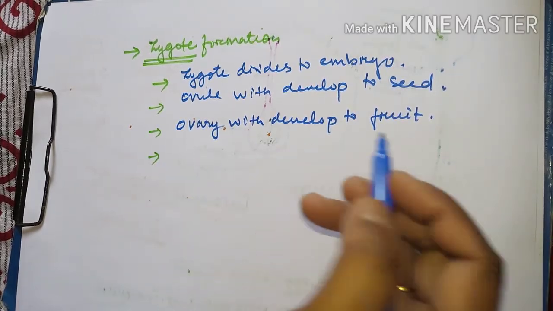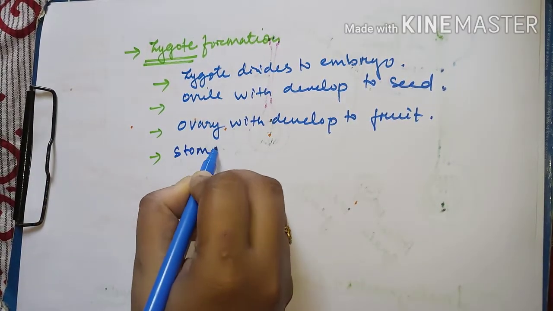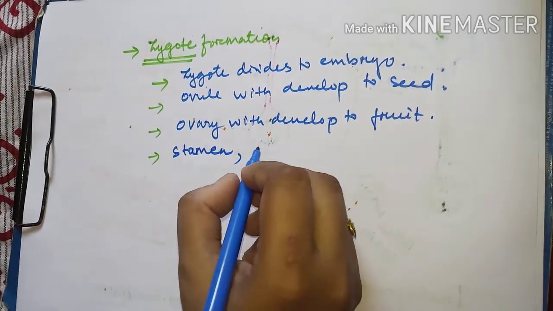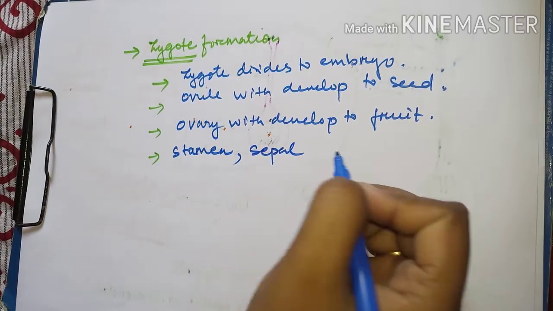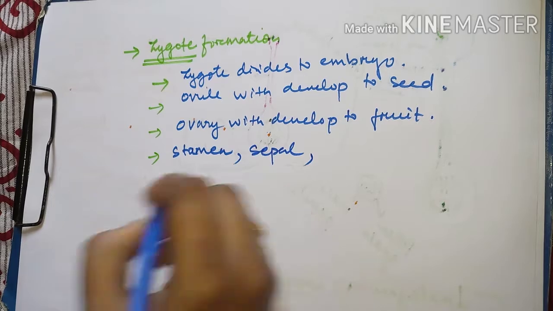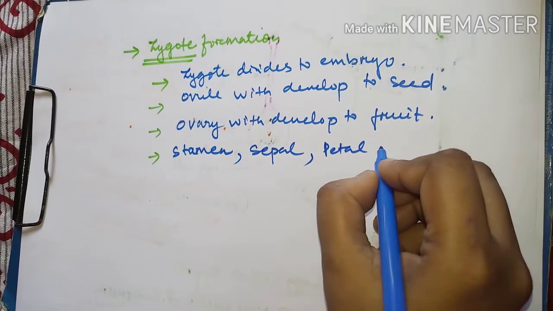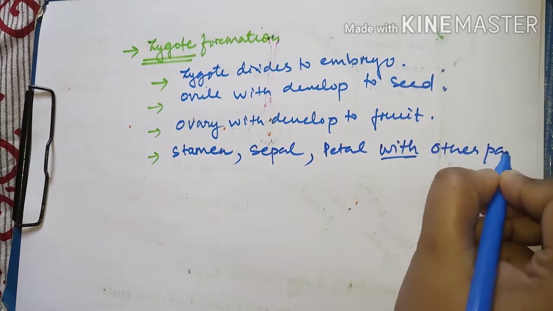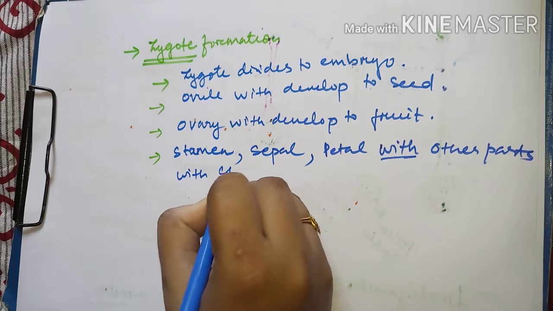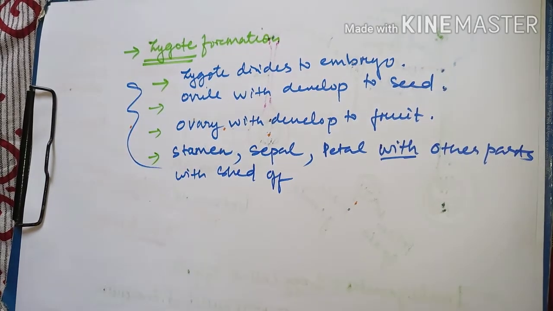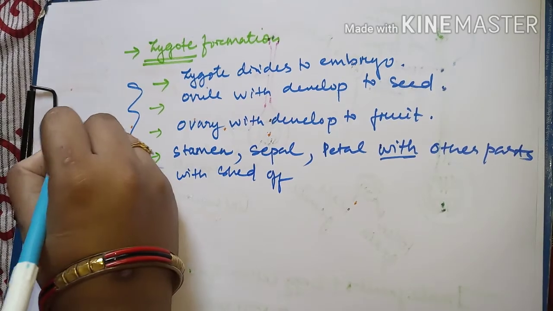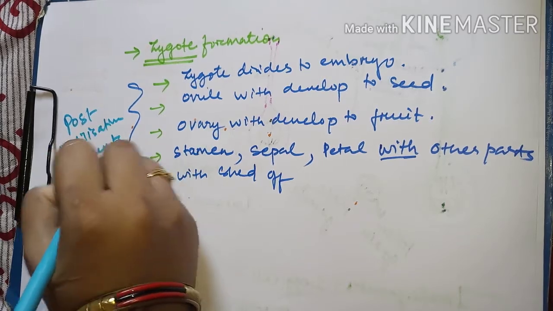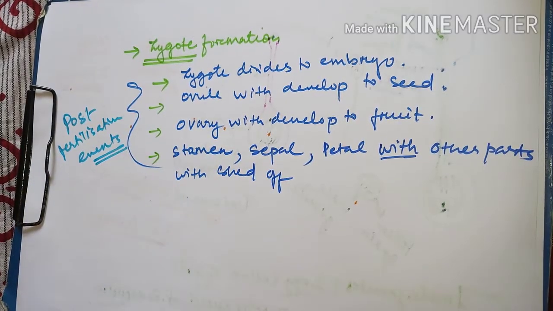Then lastly, what other parts were there in the flower: the stamen if it is a bisexual flower, along with the sepals, which are a vegetative part of a flower, and then the petals. All of these will be shed off along with other parts. So these four points are known as the post fertilization events which occur in the flower after fertilization is over. So these are the four things.